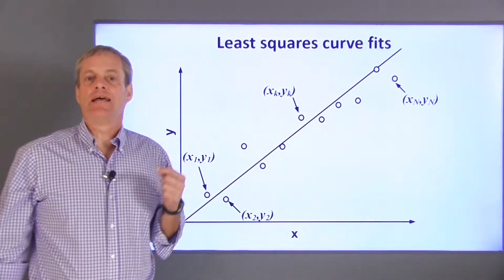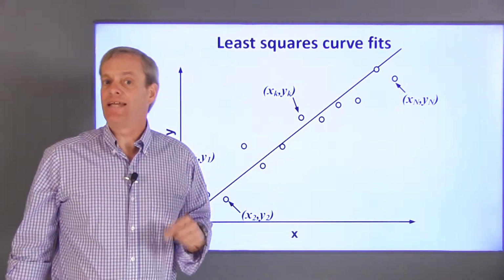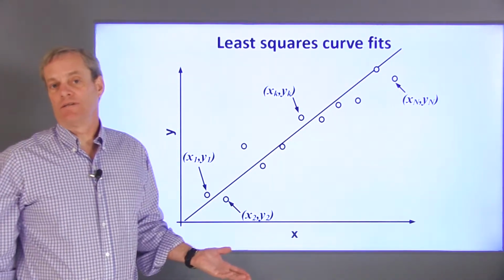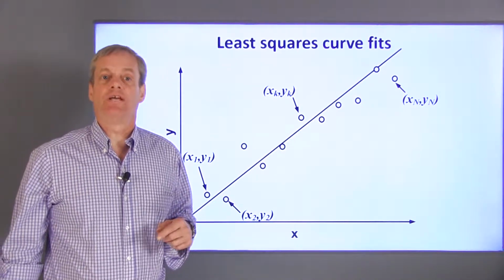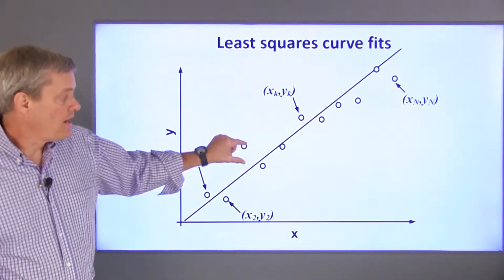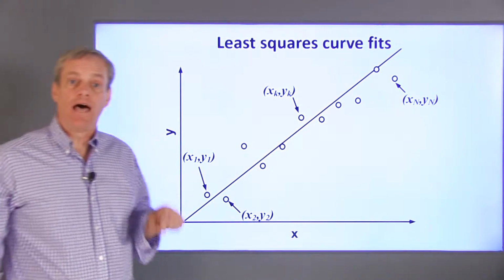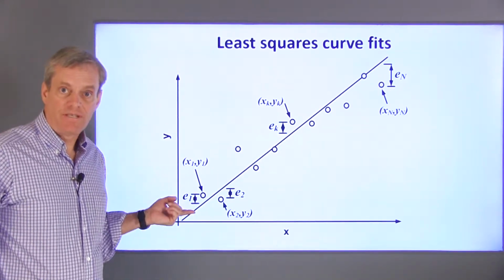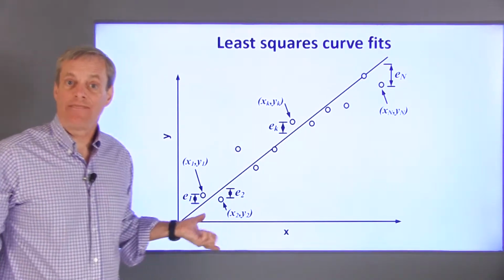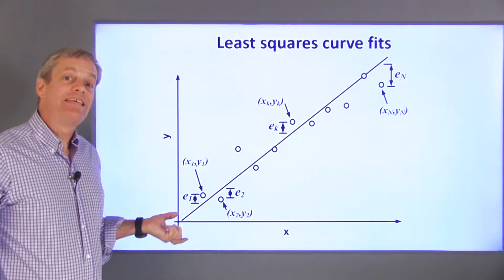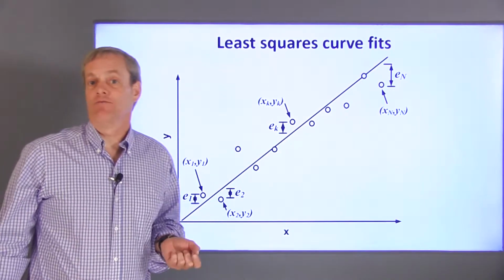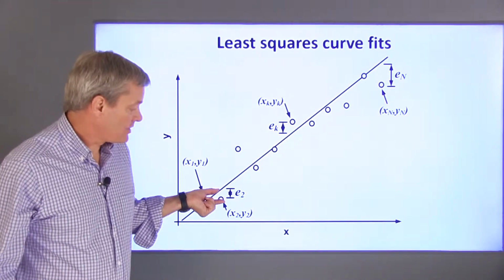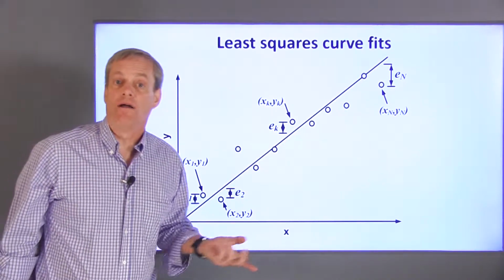Now we need to decide how to represent the error between the data and the line representing the data. There are a variety of ways to do this. In least squares curve fitting, our error will be the square of the vertical distance between the line and the data point. So we'll define the vertical distance between the line and the data point at that value of x as the error in the estimate at that value of x. So the error at x1 is E1, the error at x2 is E2, and so on.